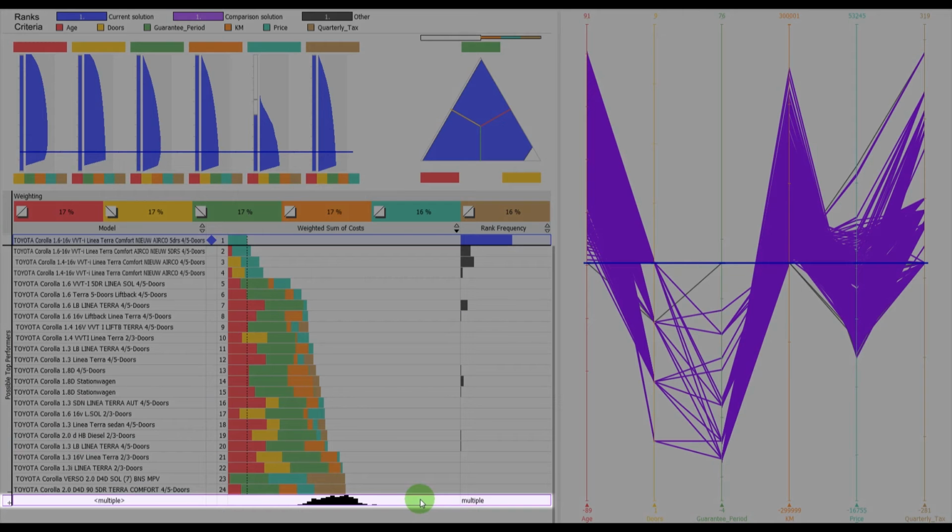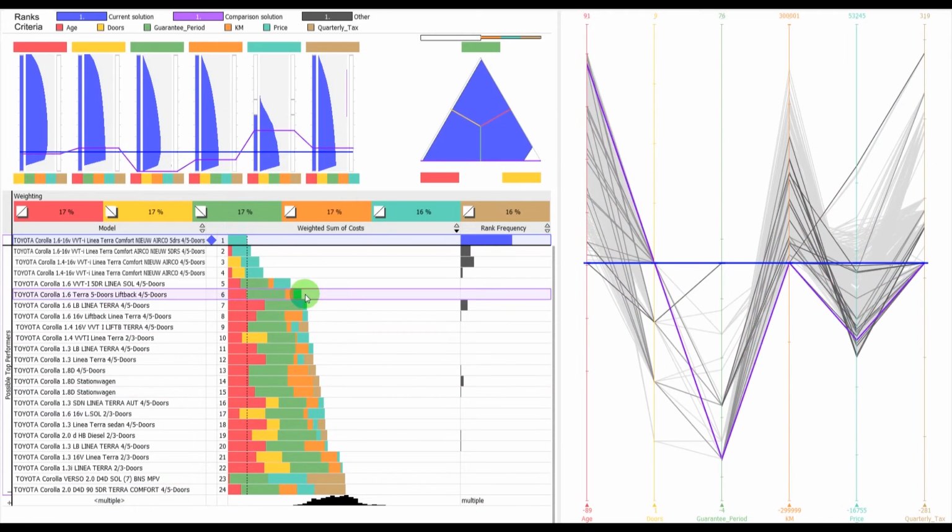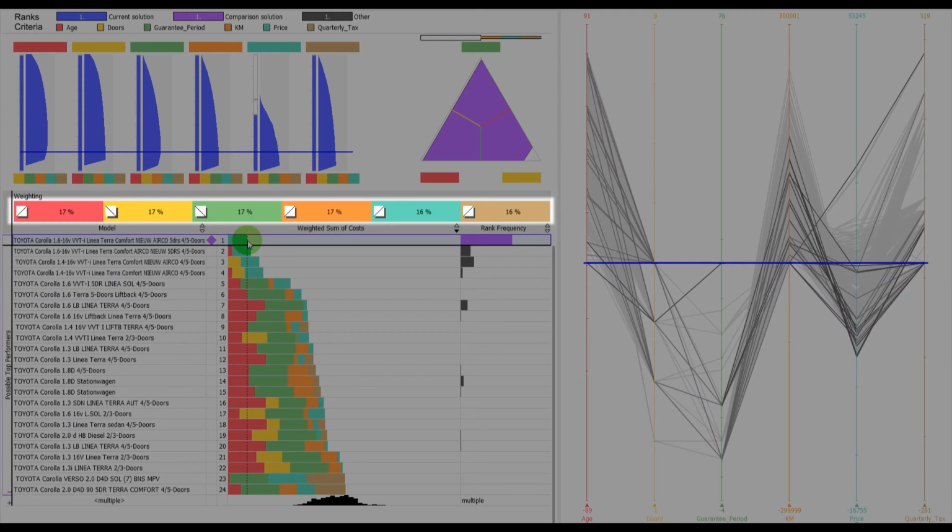The remaining cars, which do not rank first for any combination of weights, are collapsed into a single row, and their distribution of costs is visualized as a histogram. The overall length of the stacked bars corresponds to the current weight, which can be modified by the user. Changing of weights can result in changes of the order.